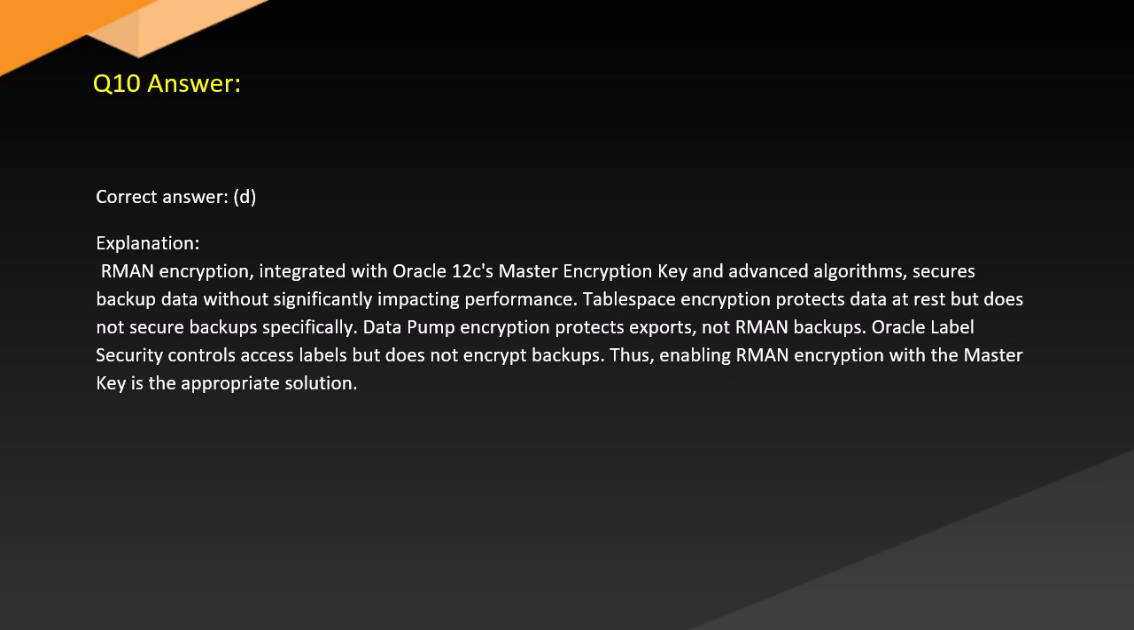Answer. Correct answer: D. Explanation. RMAN encryption, integrated with Oracle 12c's master encryption key and advanced algorithms, secures backup data without significantly impacting performance. Tablespace encryption protects data at rest but does not secure backups specifically. Data Pump encryption protects exports, not RMAN backups. Oracle Label Security controls access labels but does not encrypt backups, thus enabling RMAN encryption with the master key is the appropriate solution.